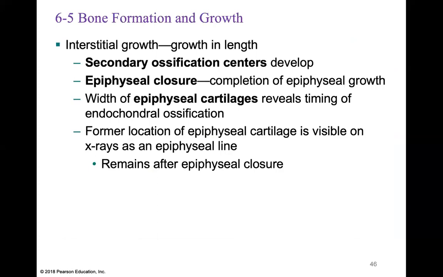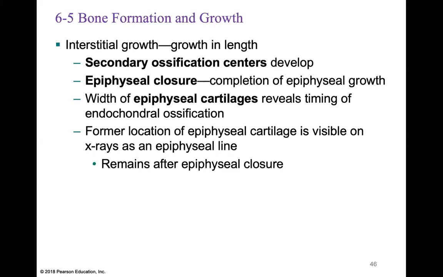So essentially the second phase of the endochondral ossification is this interstitial growth. Once the bone has developed, the interstitial growth is the growth in length. And this is from those secondary ossification centers and essentially getting to the epiphyseal closure. This is the completion of the epiphyseal growth.